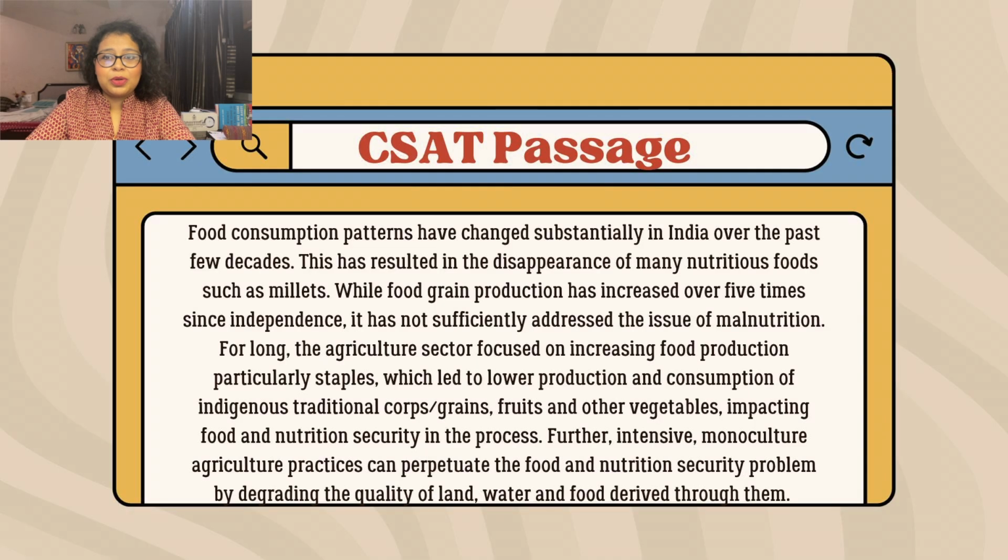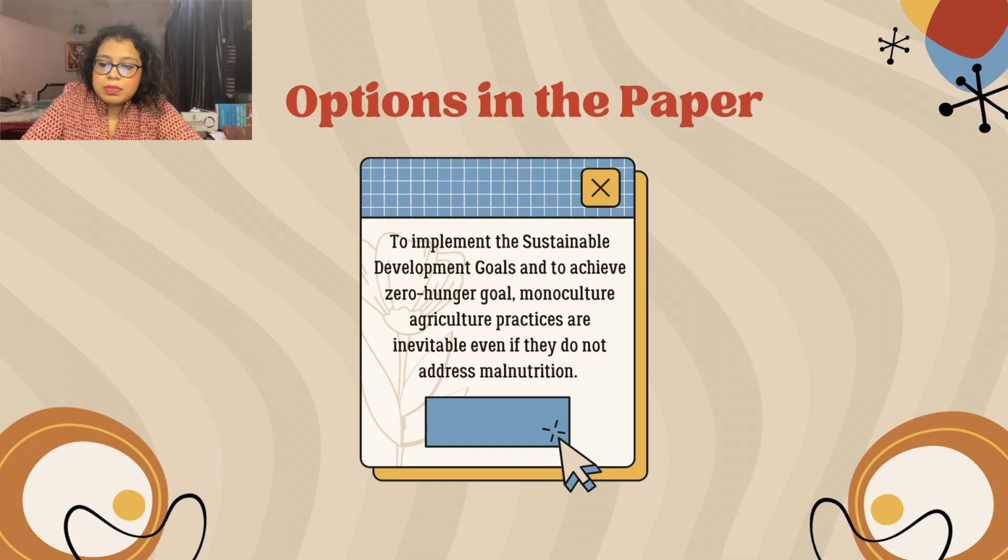Now I'll explain it through what has come in the papers. Let's look at the passage. This is the same passage, food consumption pattern, about the food nutrition and that monoculture wala thing. Let's look at the options. The options was to implement the sustainable development goals and to achieve zero hunger goal, monoculture agriculture practices are inevitable even if they do not address malnutrition. In the passage, neither does the passage promote monoculture, nor does it say that is inevitable, right? It actually goes against this very thing. It says that intensive monoculture agriculture practices can perpetuate the food and nutrition security problem.